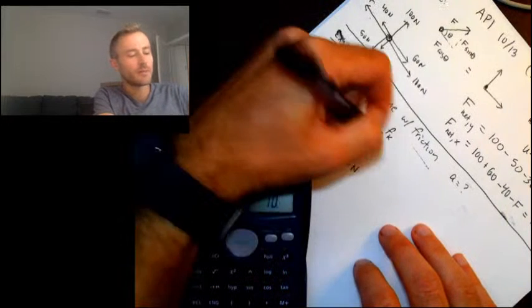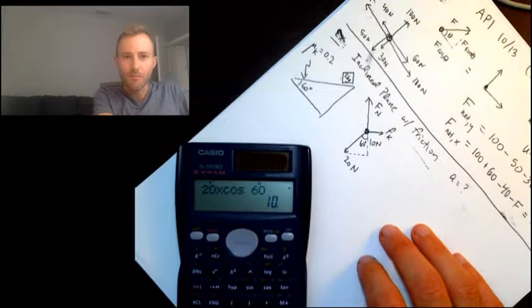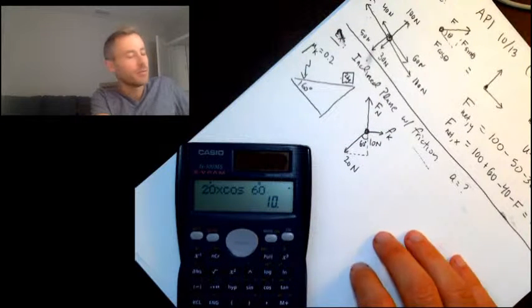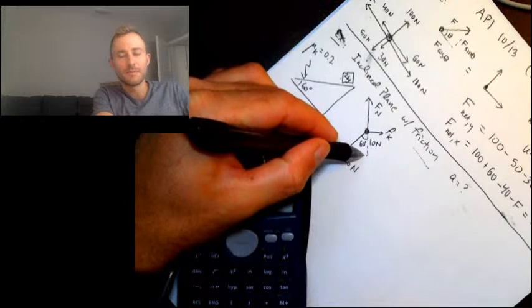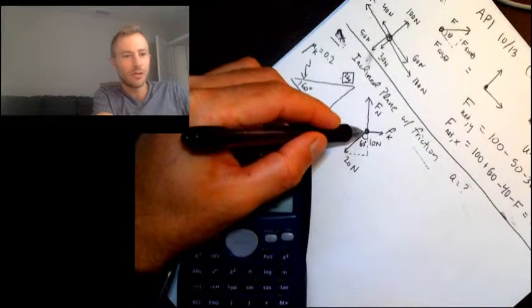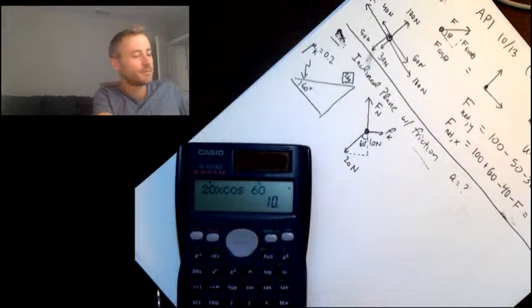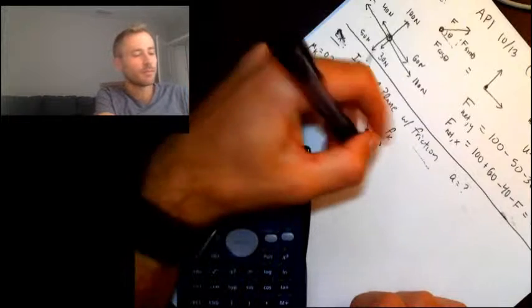All right, 10 newtons. I knew that, I just was not thinking. I was just mindlessly typing into the calculator. This component is opposite the angle, and so it's going to be 20 sine of 60, which is 17.3.